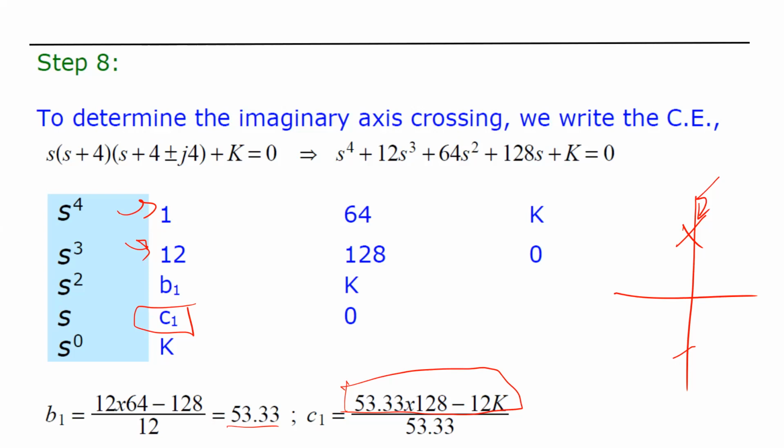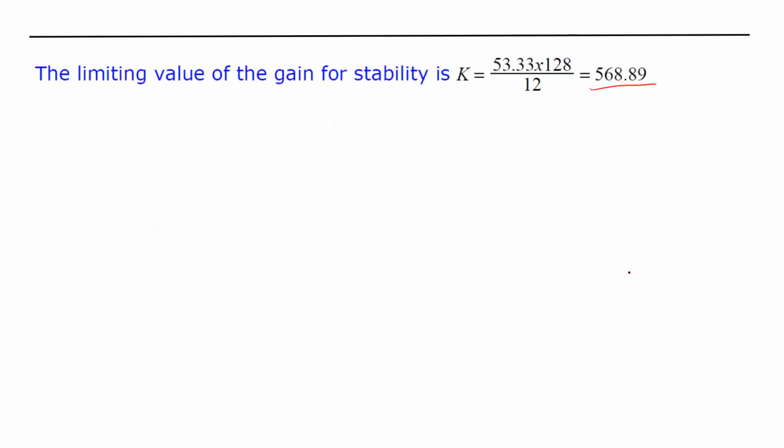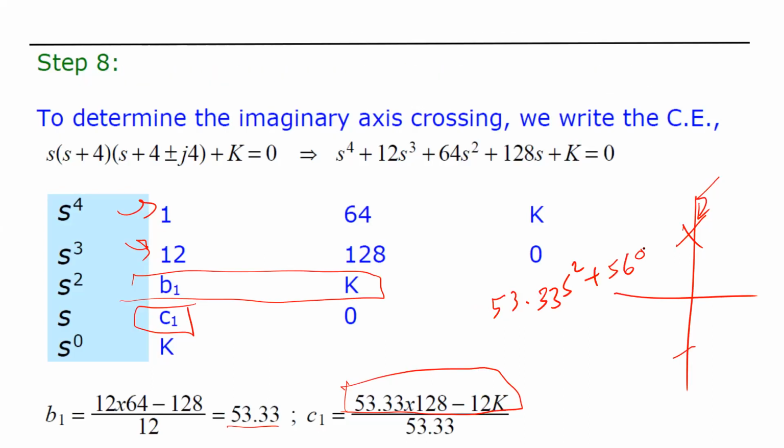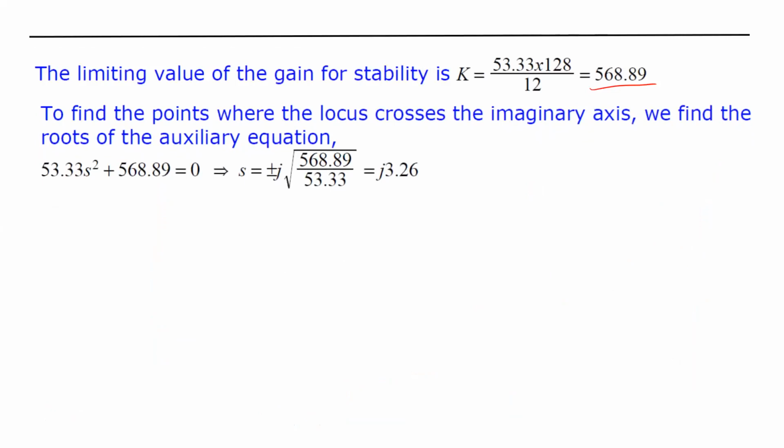Okay. So I will come to the auxiliary equation. The auxiliary equation is going to be from this row. So B, we already have it, 53.33. So I will have 53.33 s squared plus k. K, we already found, 68.89, equal to 0. This is basically what we have, which will give me the intersection.